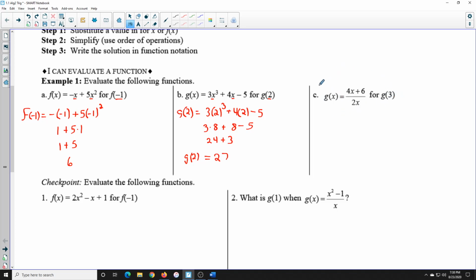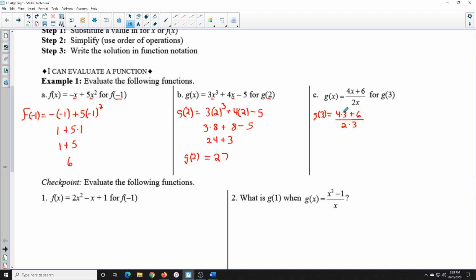So now we have this other one, this last one. So g of x equals 4x plus 6 over 2x. So again, we're plugging this 3 into all the x's. So g of 3 equals 4 times 3. And we can just write this in here if it's not negative. Plus 6. And then all over 2 times 3.